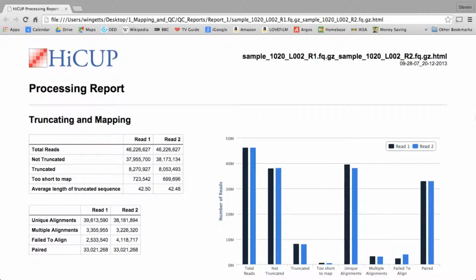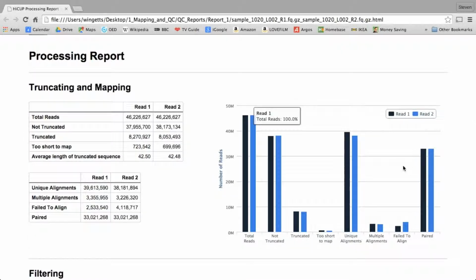So for this video, I wanted to go over a number of HiCUP summary reports and discuss what they mean. Some of the reports are good, some not so good. So looking at the truncation and mapping section for the first report, everything's pretty much what you would expect to see.